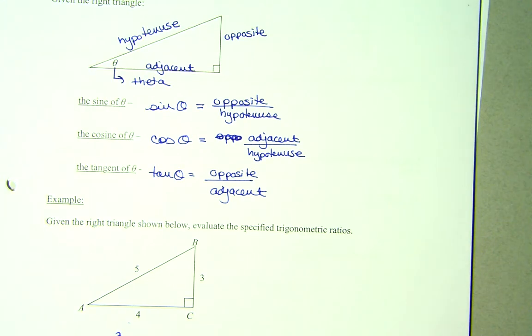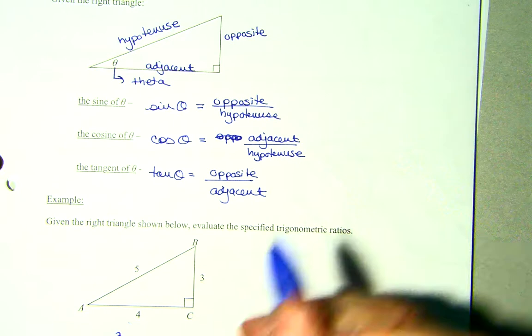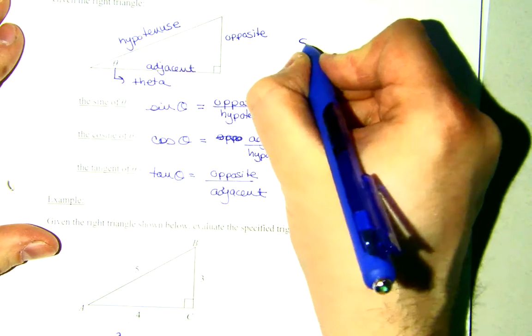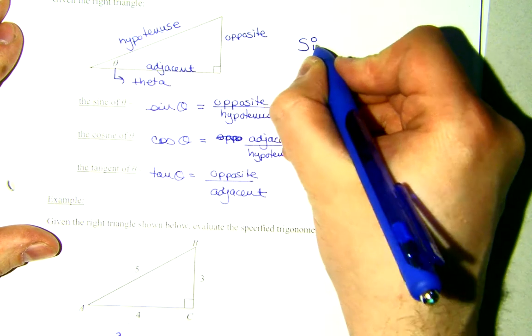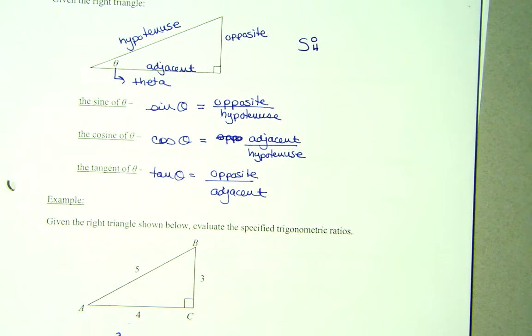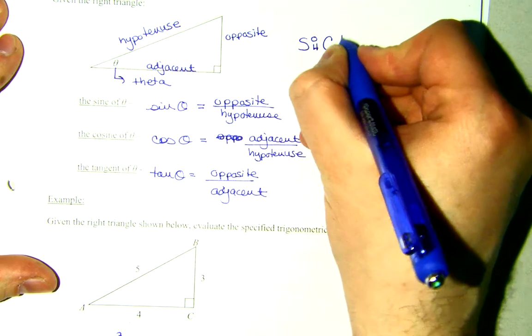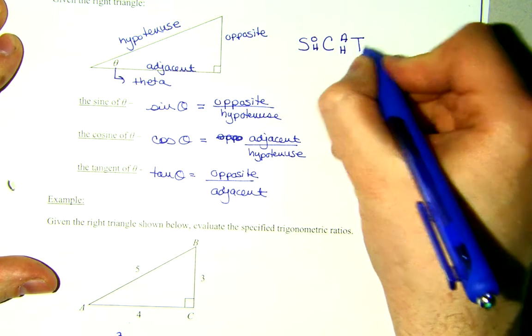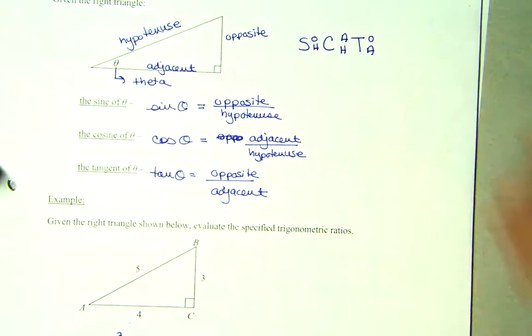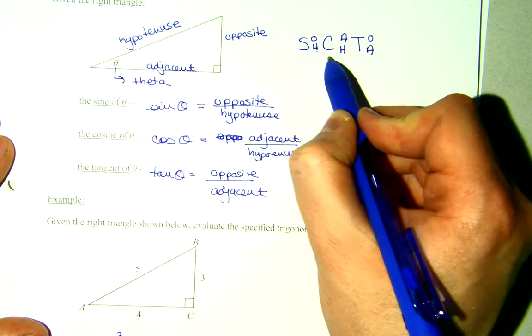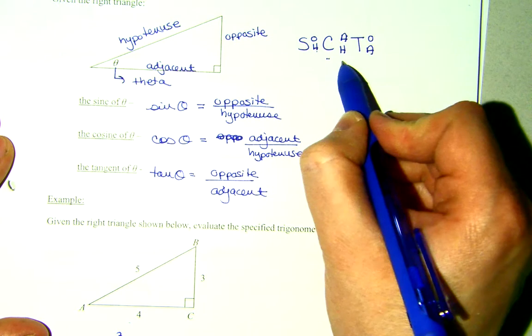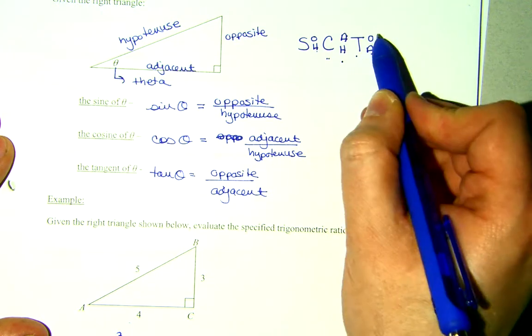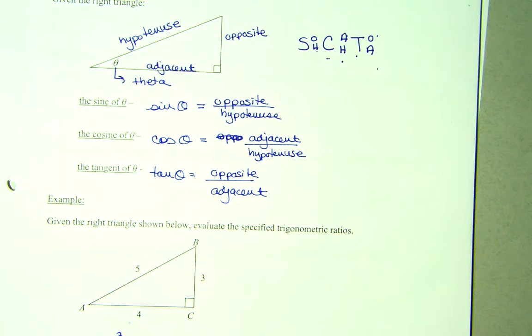I want to write this out on the top of this page. There's actually a kind of different way that I write this, maybe compared to other teachers. Here's how I'm going to write this. The sine is the opposite over the hypotenuse. The cosine is the adjacent over the hypotenuse. And the tangent is the opposite over the adjacent. So, sine is the opposite over the hypotenuse. The cosine is the adjacent over the hypotenuse. TOA, the tangent, is the opposite over the adjacent.